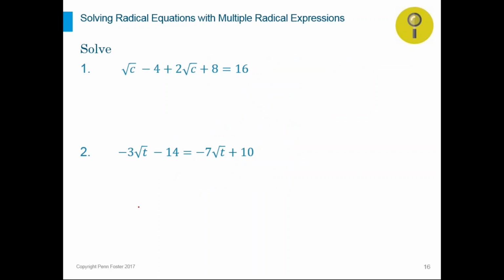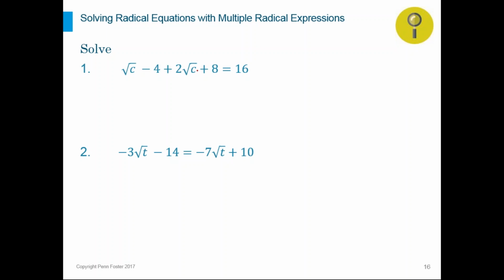Let's look at more weird-looking equations, if that's the correct way of describing that. The square root of c minus 4 plus 2 times the square root of c plus 8 equals 16. The different things here that we see in this equation number 1 is that we have 2 radical expressions. We have the square root of c and 2 times the square root of c.